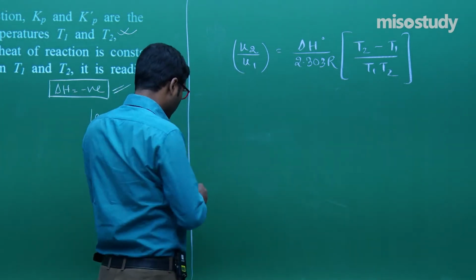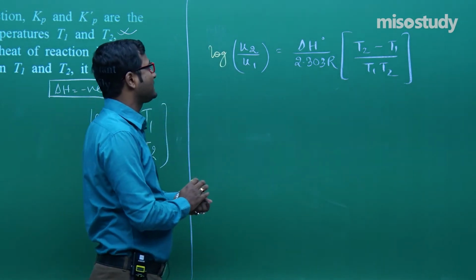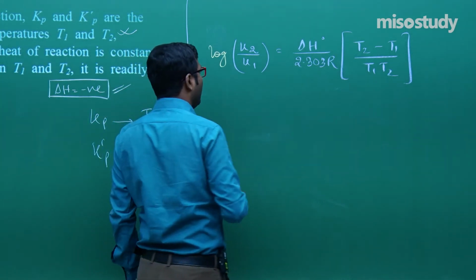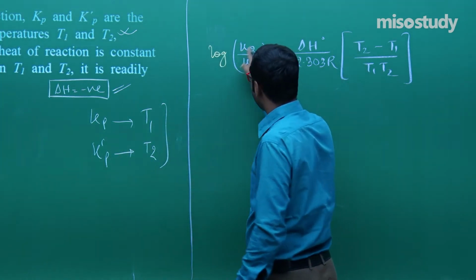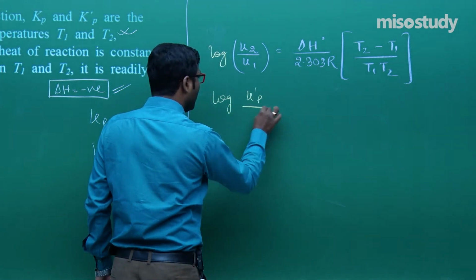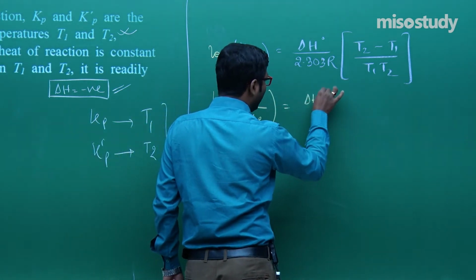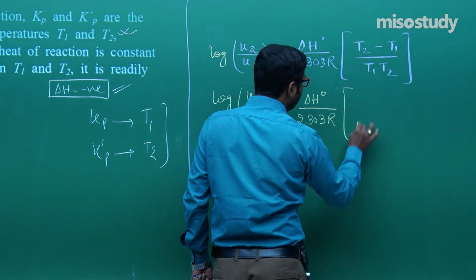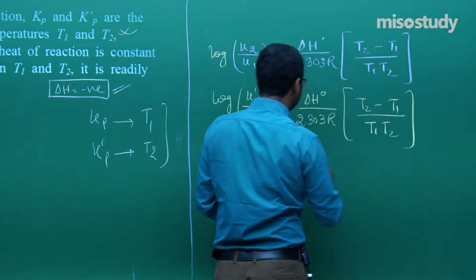Log K2 upon K1 is equal to delta H upon 2.303 R into T2 minus T1 upon T1 into T2. Here the question, at temperature T2, that is K dash P. So write it like this: K dash P upon Kp is equal to delta H upon 2.303 R into T2 minus T1 upon T1 into T2. This is the expression.